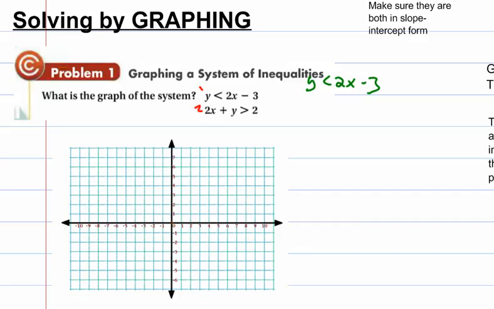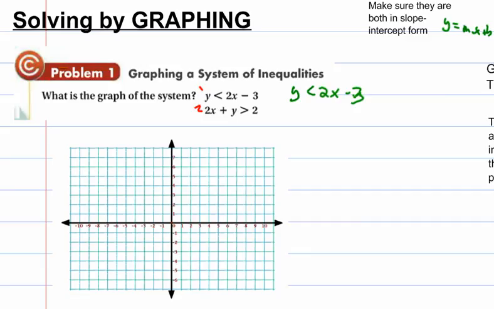Remember, slope-intercept form, we can do it with inequalities. It's in the y equals mx plus b form, only we have an inequality symbol instead of an equal symbol.